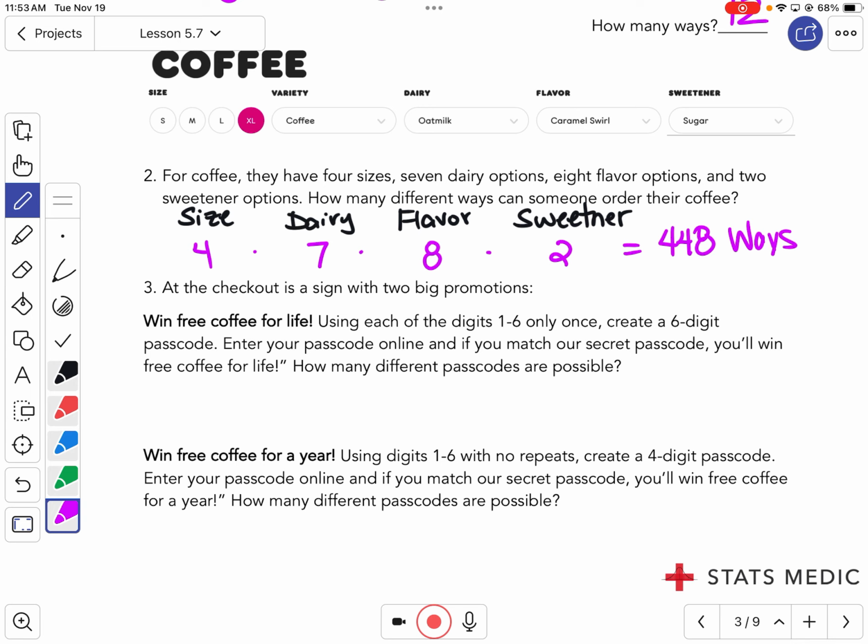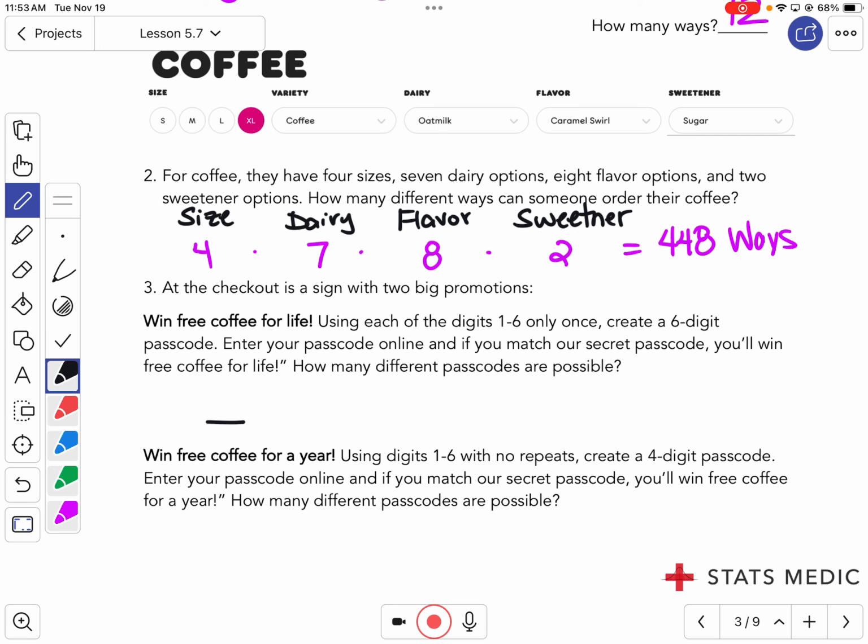It says using each of the digits 1 through 6 only once, create a 6-digit passcode. If you enter your passcode online and if you match our secret passcode, you'll win free coffee for life. So we want to try to figure out how many different passcodes are possible. All right, so let's just kind of walk through this. How many digits are in my passcode?